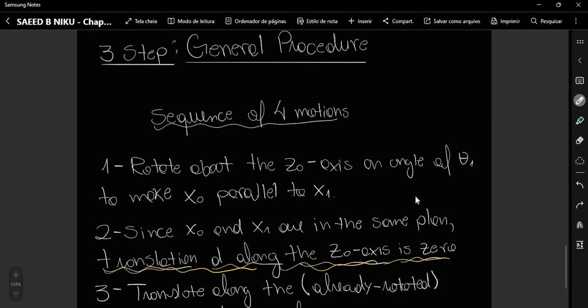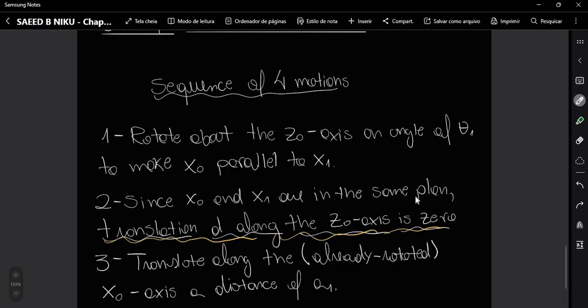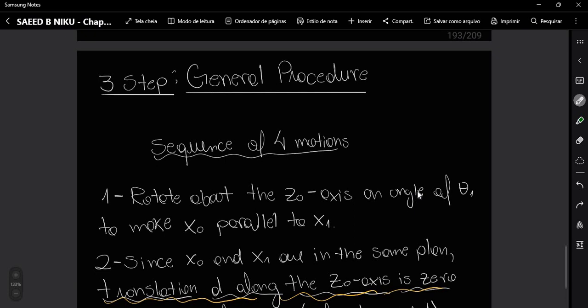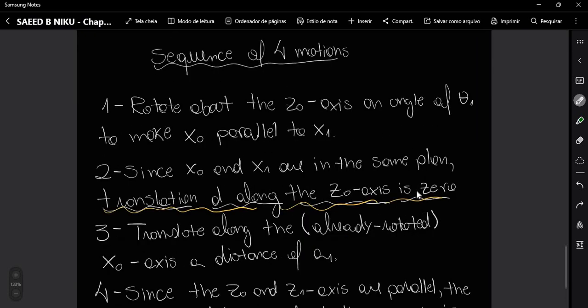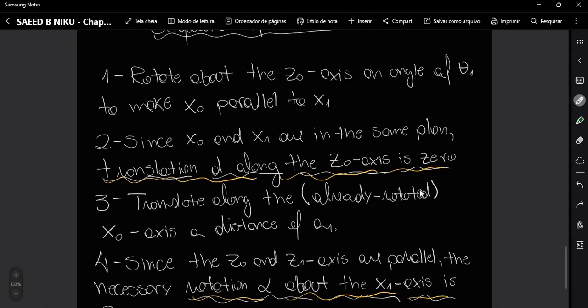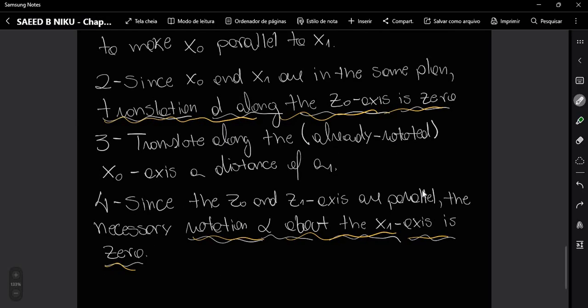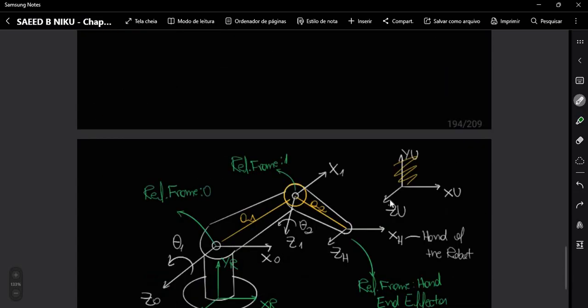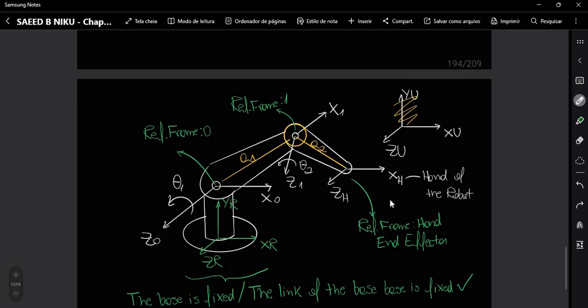So the next step of this technique is to follow a procedure, which is a sequence of 4 motions, and this is a general procedure. So we always have these 4 motions. After we do these 4 motions on the system, we accomplish the task. We accomplish our transformation from one local reference frame to the next one.